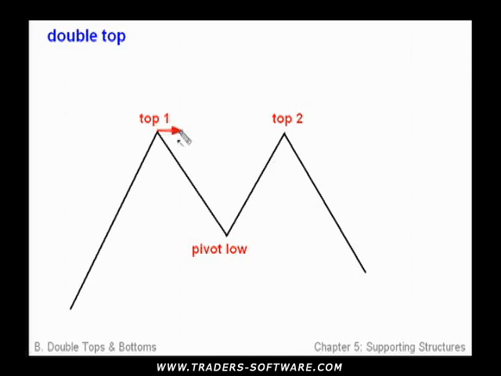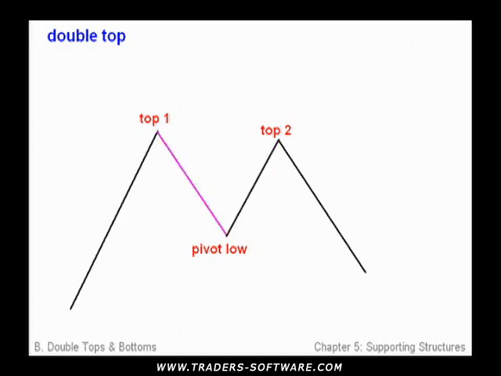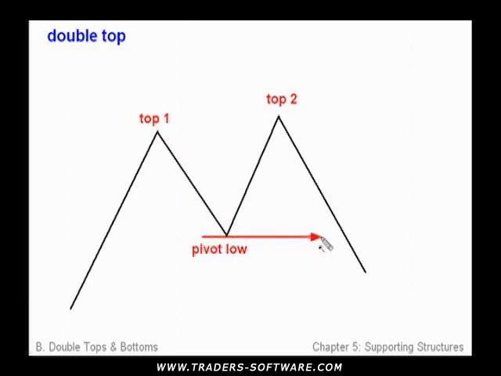Now ideally, these two highs, these two tops should be exactly at the same tick. But in reality, top number two may be a little bit higher than one, or it may be a little bit lower than one. So long as this range is between 90% of this range and 110% of this range, it qualifies. Now, this is not any hard and fast rule. It's just arbitrary. As mentioned earlier, confirmation happens right here. One tick below this pivot low is where the double top gets confirmed.